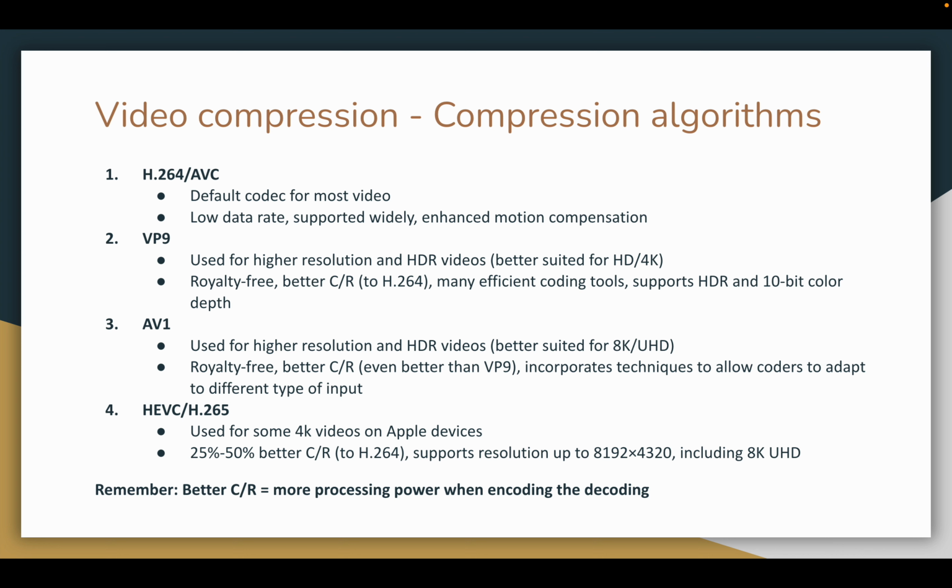Next one, we have HEVC or H.265. This codec is used for some 4K videos on Apple devices, as it is compatible with iOS and macOS. It provides a 25% to 50% better compression ratio than H.264 at the same video quality, or substantially improved video quality at the same bit rate. It supports resolutions up to 8192 by 4320, including 8K UHD.